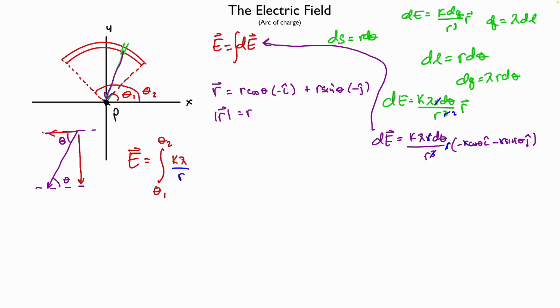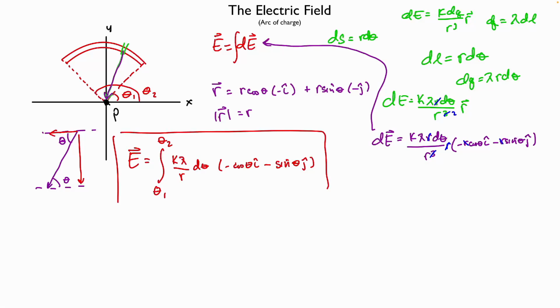K lambda over r, d theta survives. And then I have negative cosine theta i hat minus sine theta j hat. And by the way, what is a constant in this integral? K is a constant. Lambda could be a constant unless they tell us that lambda changes with r. Fine. What about r? Yeah, it's also a constant, right? So all those things can come out.